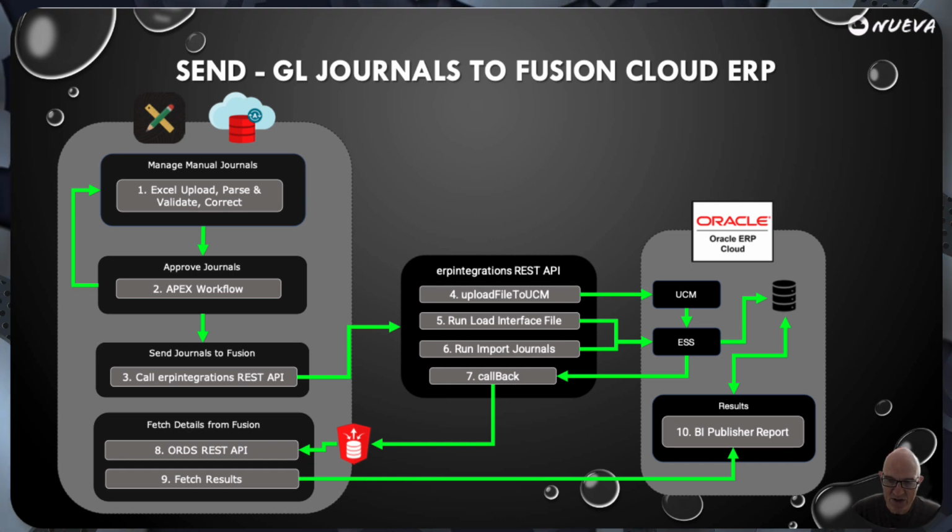We then go back to Fusion and call that BI Publisher report in step 10 to get any errored records that failed in the journal import process. So you can see that whole process of sending data to Fusion is orchestrated by the Apex workflow. And we're using Apex Web Service to send that data to Fusion.